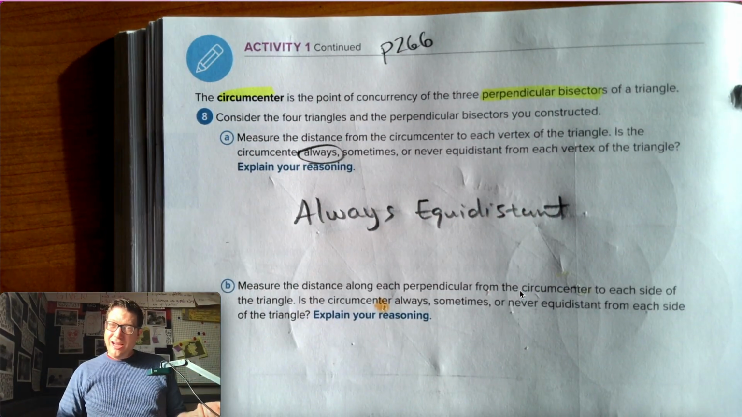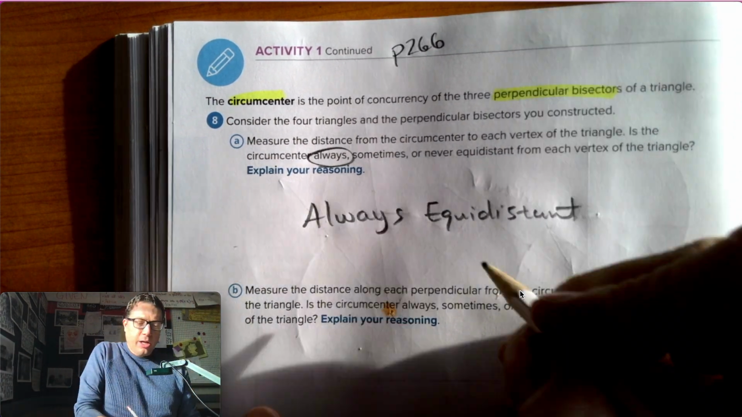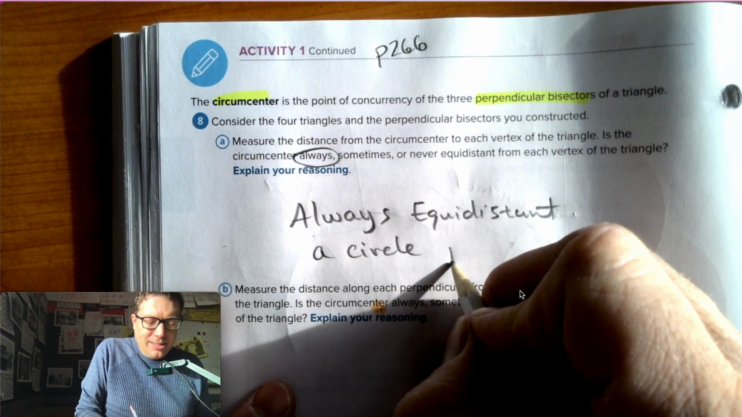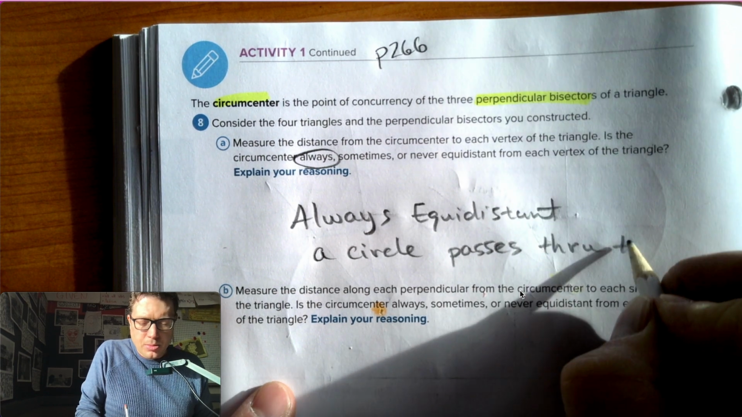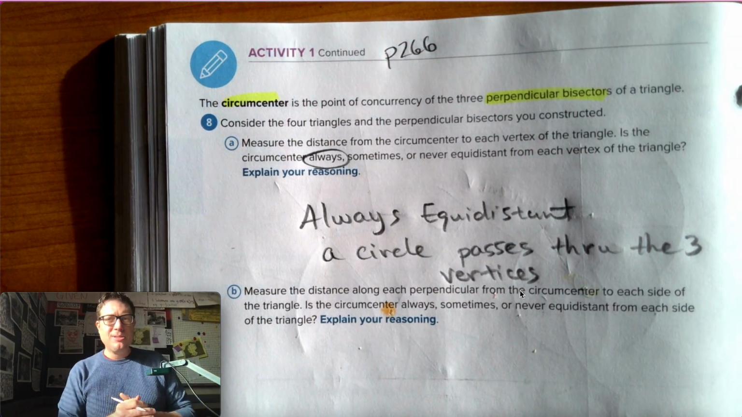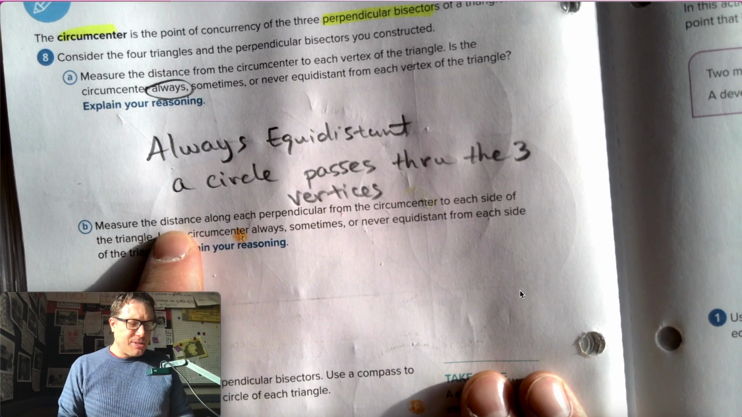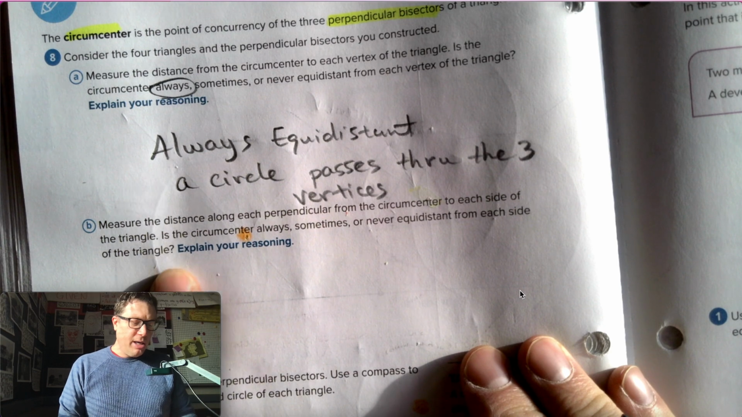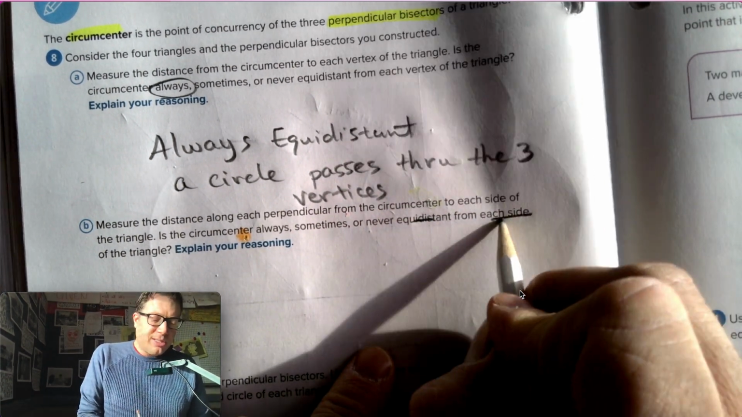The reason behind that is that the circumcenter is going to create a circle that passes through all vertices. And when that happens, you got equidistant. Measure the distance along each perpendicular from the circumcenter to each side of the triangle. Is the circumcenter always, sometimes, or never equidistant from each side of the triangle?